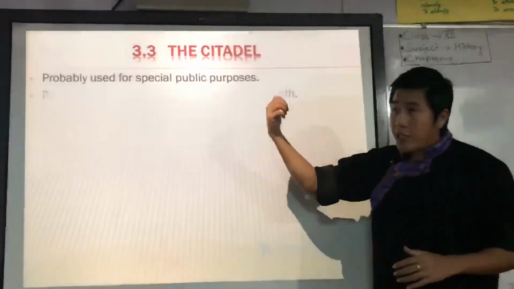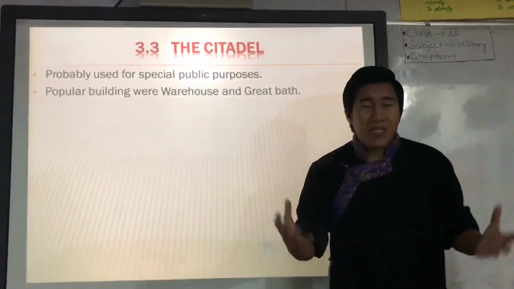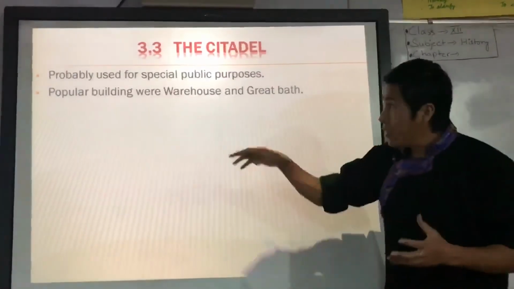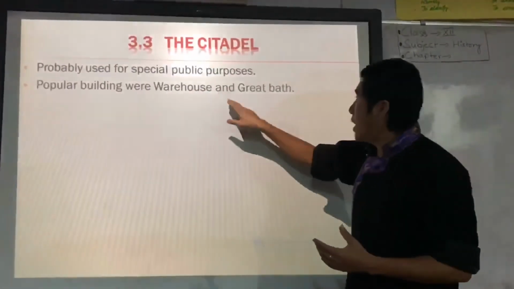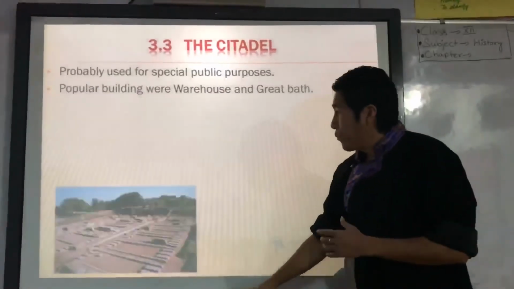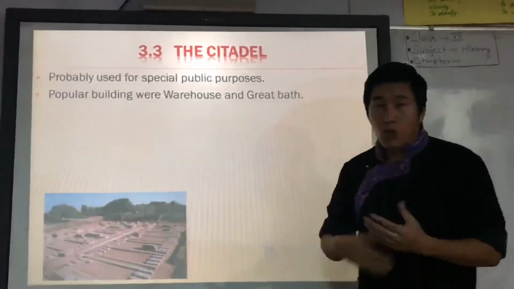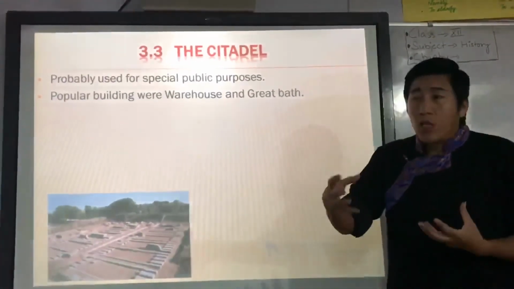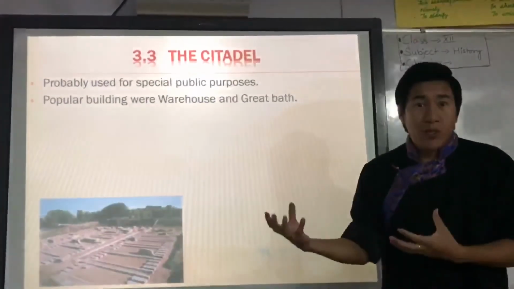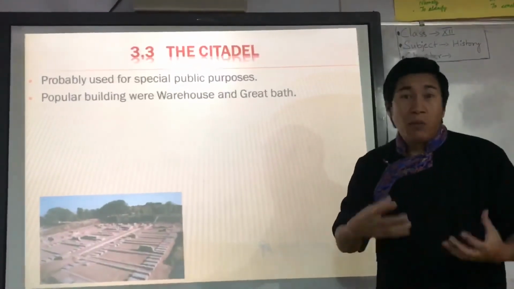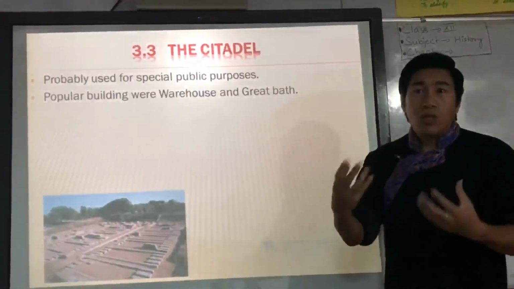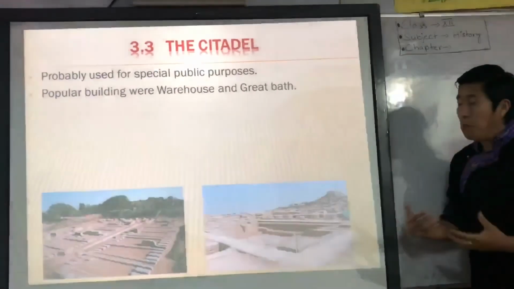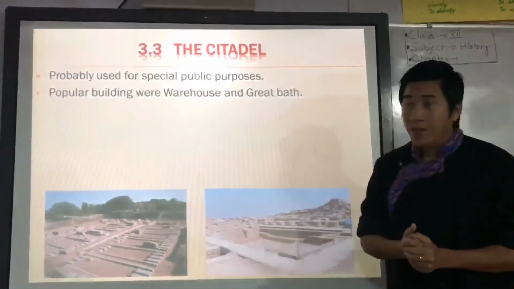Now, here in the citadel, we have found massive structures, different kinds of massive structures like the Great Bath. The popular buildings in the citadel are the warehouse and the Great Bath. Right? This is a warehouse. The warehouse we also call a store room, right? Where the grain used to be stored. Why did they store grain? Because in case of emergency, like flood and famine, they would use this grain and give it to the public. And then the Great Bath. These are the two popular buildings in the citadel.